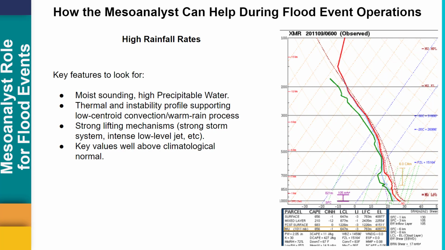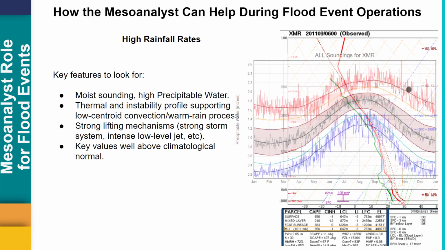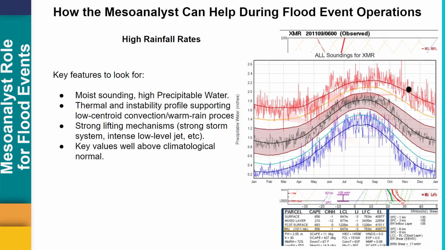Also, potentially a decent lifting mechanism that could be suggested by a deep veering wind profile or a strong low-level jet. Also, climatologically above normal values for key fields like precipitable water. In this example, this early November Cape Canaveral, Florida sounding has a precipitable water value a little over 2 inches, which is much above normal for the first part of November, a favorable factor for heavy rain.